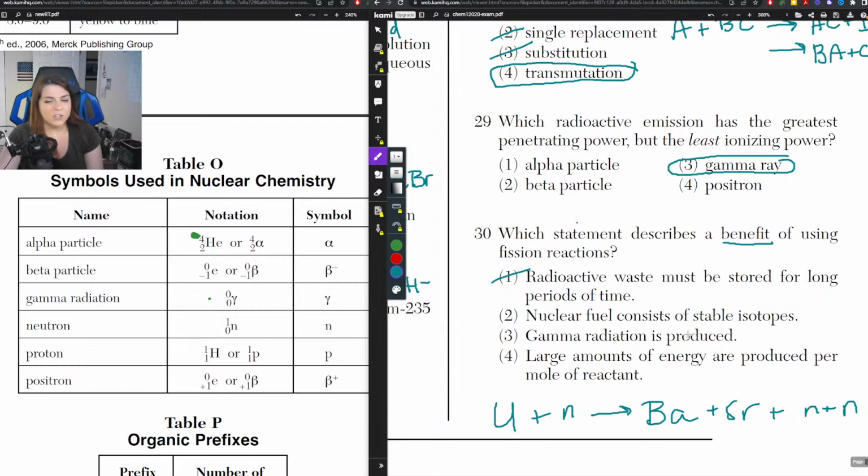Number 3, gamma radiation is produced. That's typically a bad thing. Gamma radiation is not good for us. It very easily mutates our DNA. And then we have large amounts of energy are produced per mole of reactant. That's why we like it. If you have a tiny amount of nuclear matter, like irradiated matter or radioactive matter, you can turn that into a heck of a lot of energy, and that's the benefit, is that you don't need a lot of fuel.